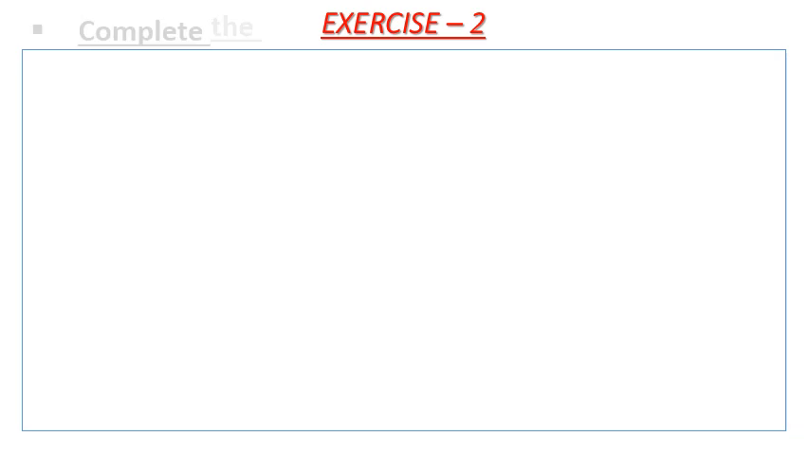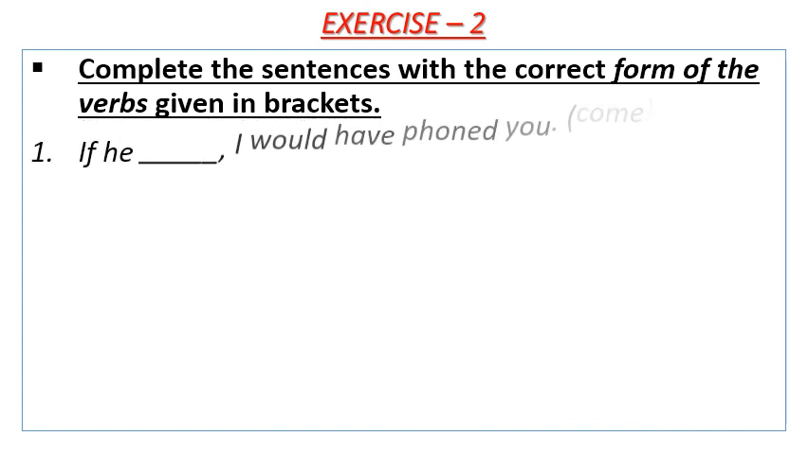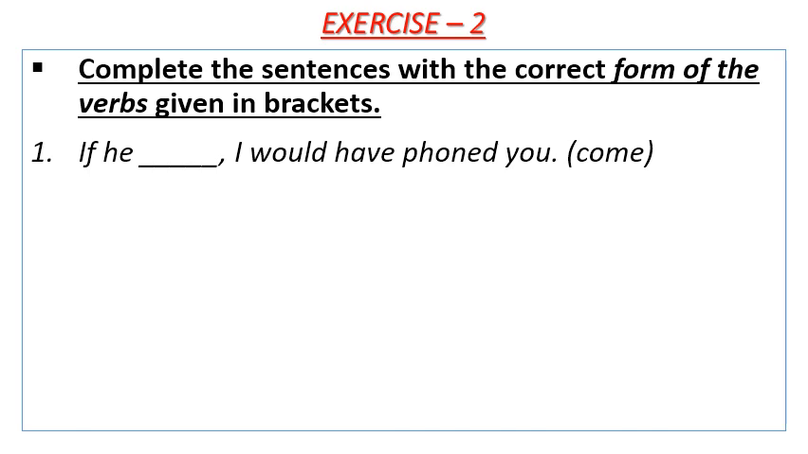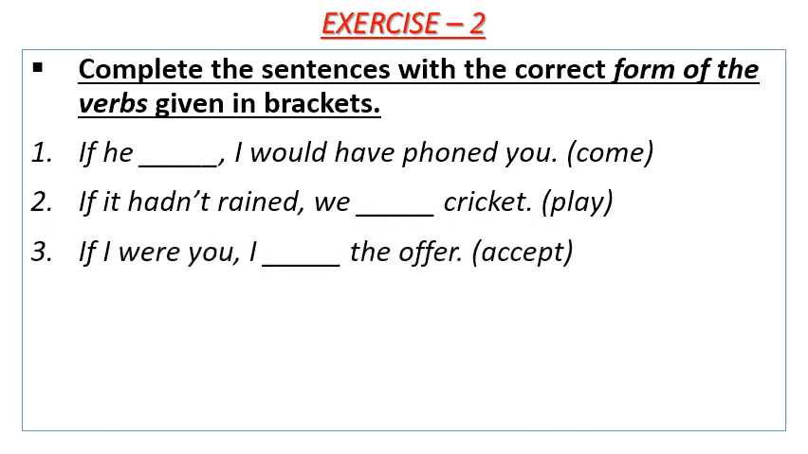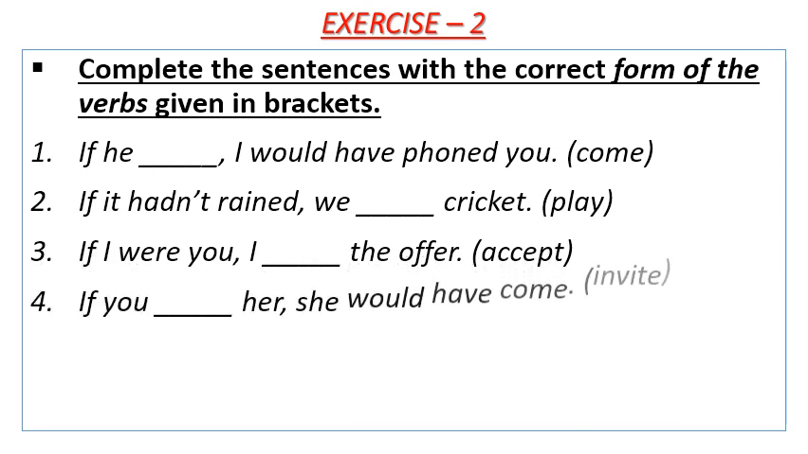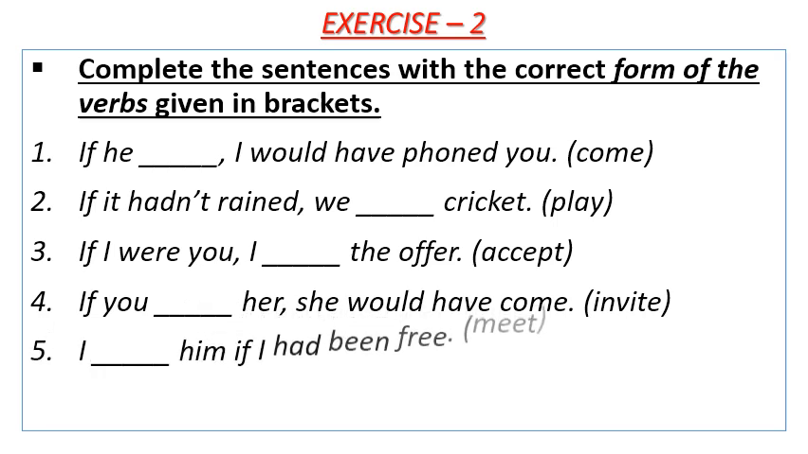Exercise number 2. Complete the sentences with the correct form of the verbs given in brackets. Number 1. If he dash, I would have phoned you. Clue is come. Number 2. If it hadn't rained, we dash cricket. Clue is play. Number 3. If I were you, I dash the offer. Clue is accept. Number 4. If you dash her, she would have come. Clue is invite.